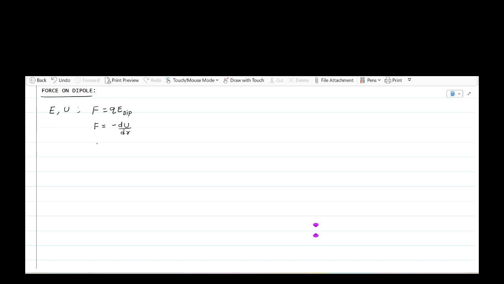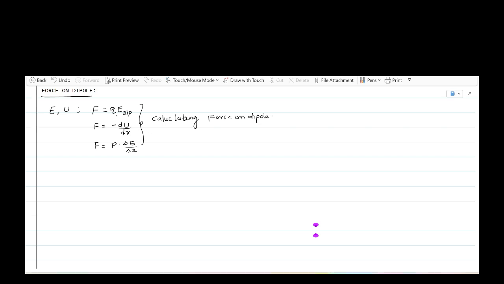Or one more method is there to calculate the force: F is equal to E into dE by dx or dl. So these are the three formulas you have to use in calculating force on dipole.